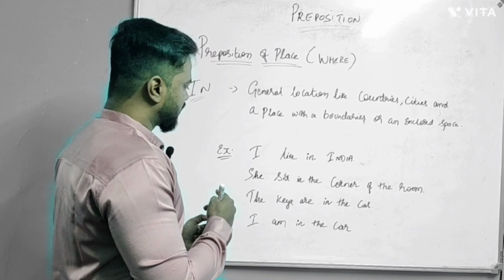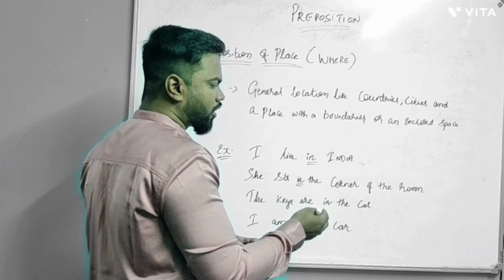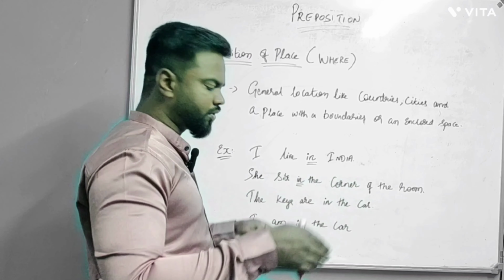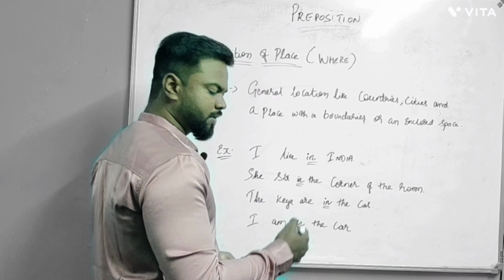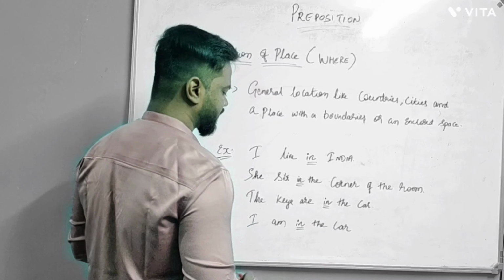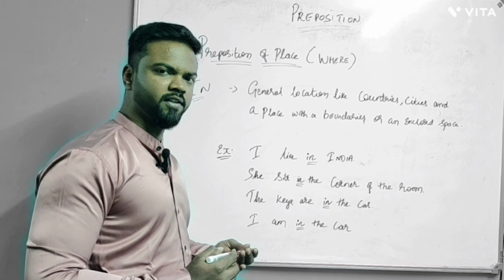So this is a country, as I said. She sits in the corner of the room, which is a place with boundaries. The keys are in the car. I am in the car. Okay, you got it? Now let's look into on.